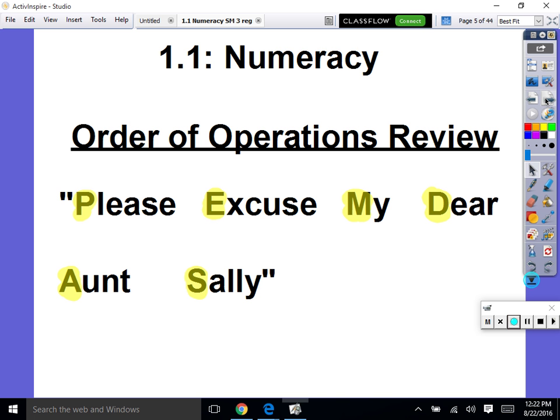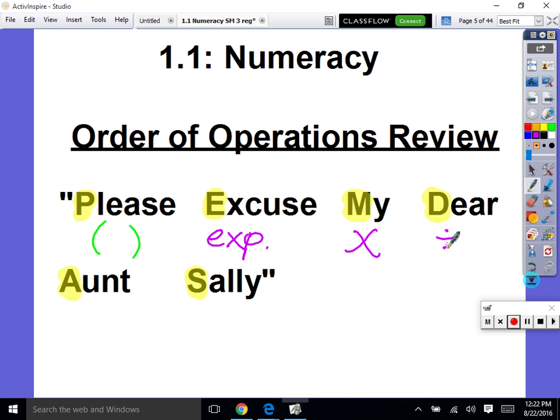So how many do it for the saying, please excuse my dear Aunt Sally, raise your hand. Okay, awesome. So remember, this is just a saying, an acronym, that helps us remember the order in which you simplify. So P stands for parentheses, right? If you have parentheses, you'll simplify inside the parentheses first. E is for exponent. So you'll simplify your exponent next. And then M is for multiplication. D is for division. So in this order is how you'll simplify.